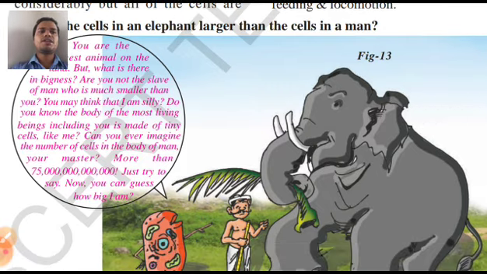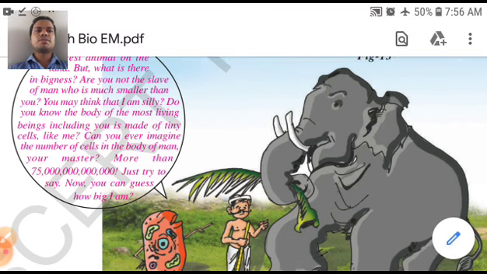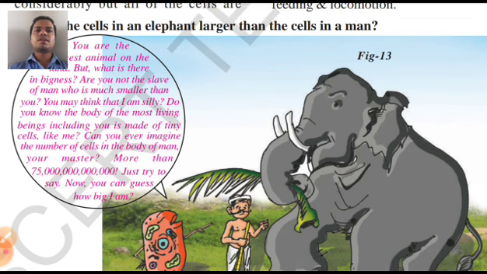Here, what is happening? The elephant is very big. The human being is very small. But here, the small human being is controlling a very large animal. So that's why this large animal looks useless. That's why this cell is saying that you are very big but you are useless, because a small human being is controlling you. Do you know the body of most living beings, including you, is made up of tiny cells like me? So this animal's body is also made by small cells. Can you ever imagine the number of cells in the body of a man? How many cells are present inside the human body? 75 trillion cells, nearly, not exactly, but the human body is made up of 75 trillion cells.